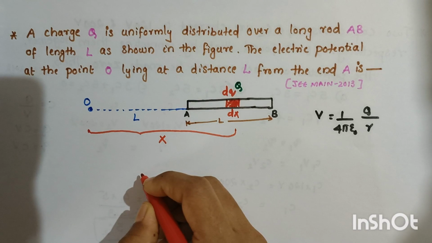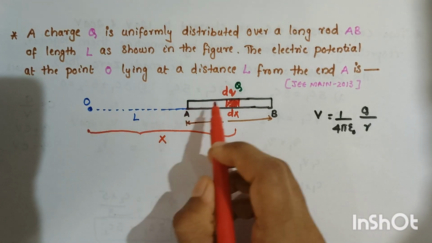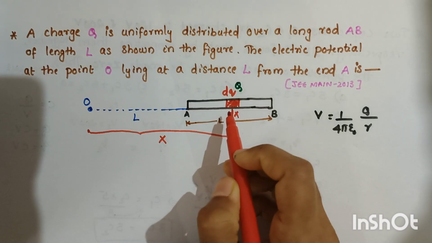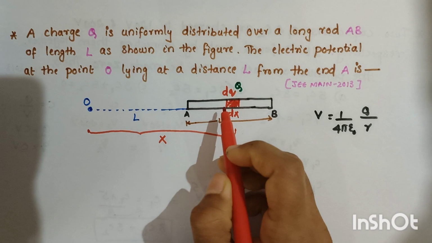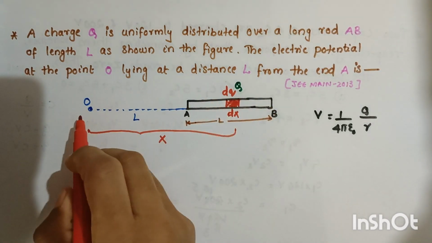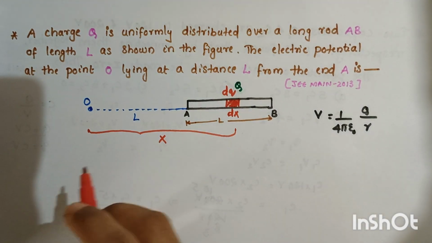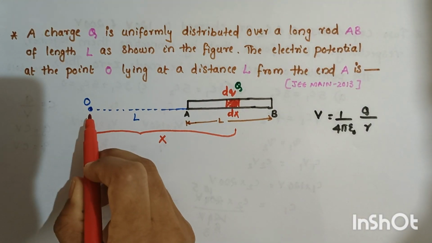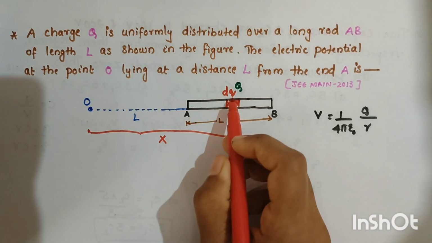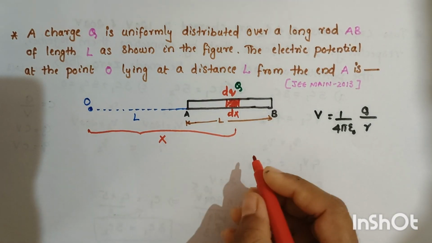Then what I am going to do is find out the electric potential at this point O due to the small line segment first. After that I will be integrating that so that we will get the total electric potential due to this whole charge distribution at this point O. So here, the potential at O due to the small line segment dx of charge dq at a distance x can be written as what?